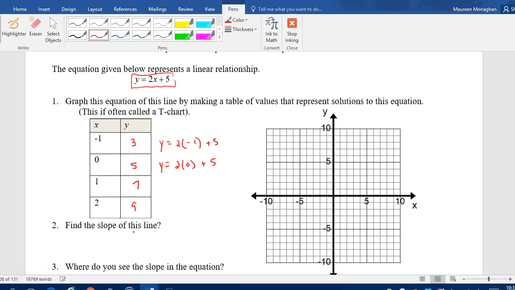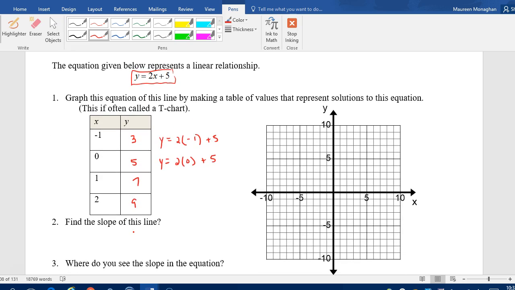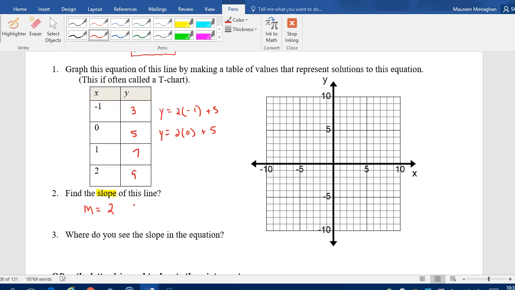What is the slope of this line? Well, we're pretty familiar with that. And I'm going to be consistent. I'm going to say slope, and it's the number in front of the x. So the slope, which is represented by m, is 2. Where do you see the slope in this equation? In front of the x.